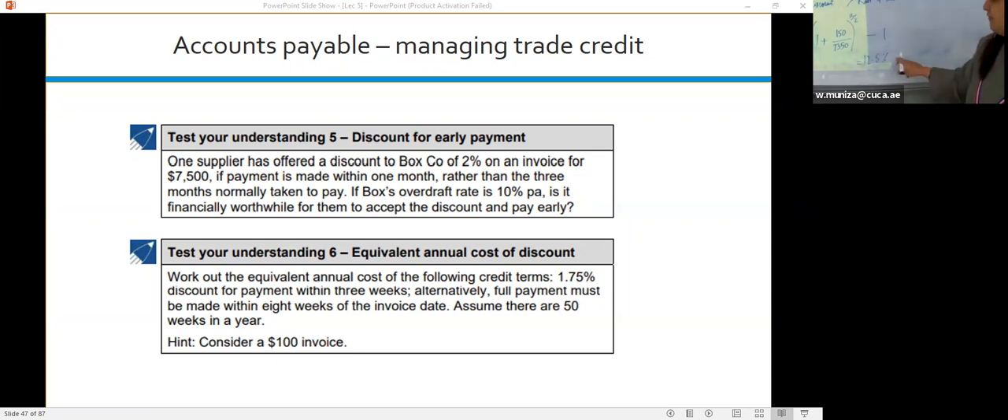So it is more than the rate of interest, so should we accept the discount? Yes, we need to accept the discount.